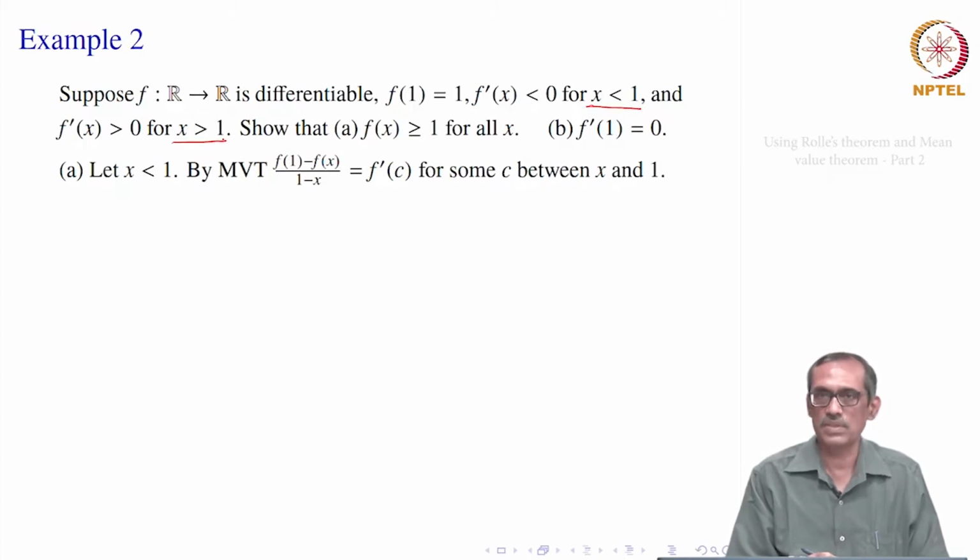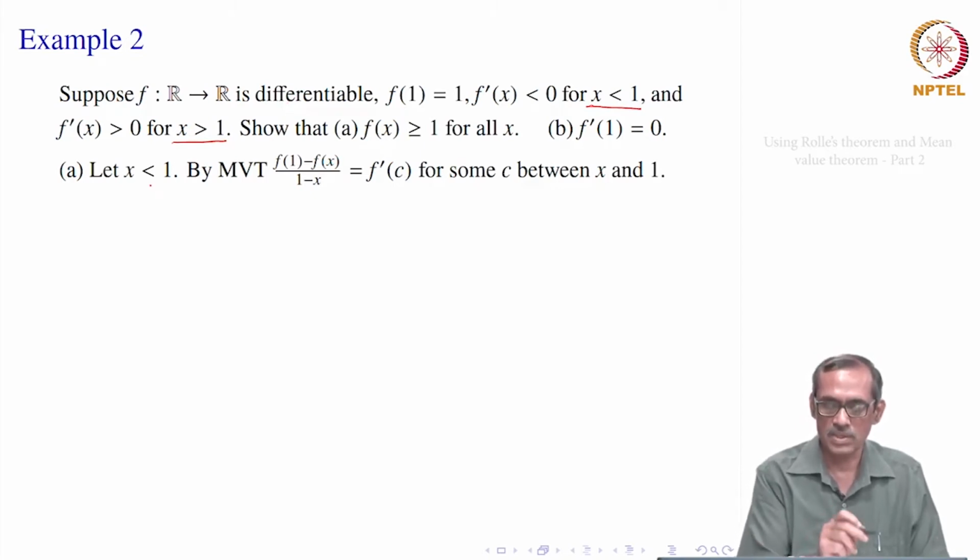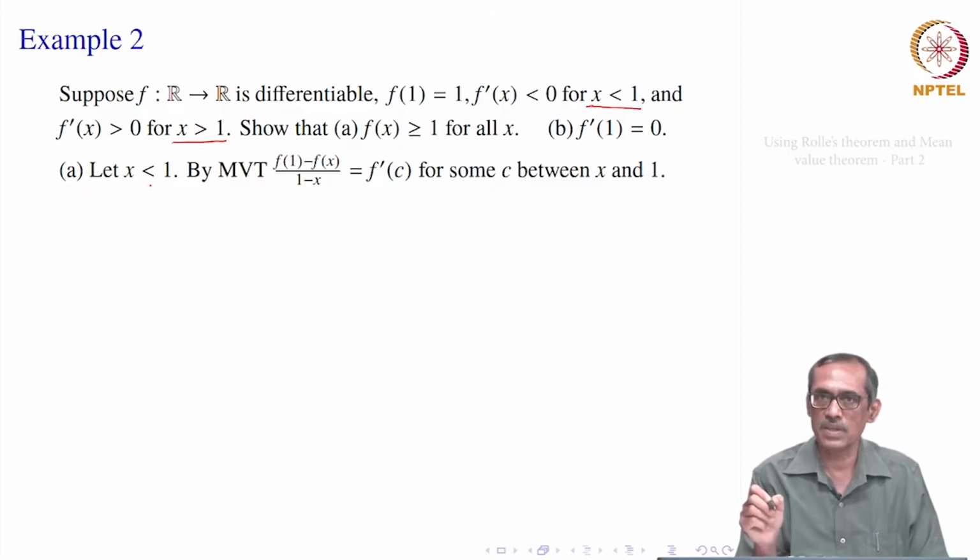Suppose x is a point which is less than 1. Now, we use the mean value theorem; see that it satisfies all the conditions. Here, suppose x is less than 1, you are considering the closed interval x comma 1, where you will be satisfying the conditions of the mean value theorem. It is continuous over that closed interval x to 1 and it is differentiable in the open interval x to 1.